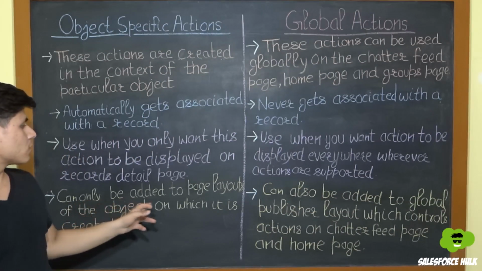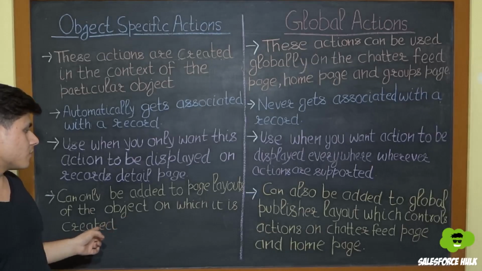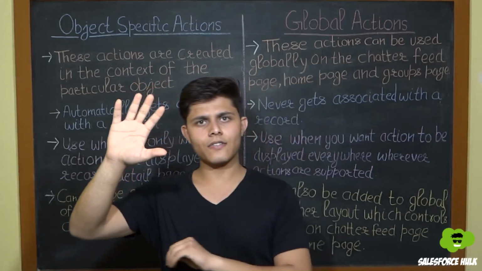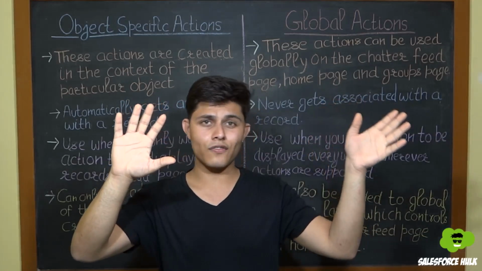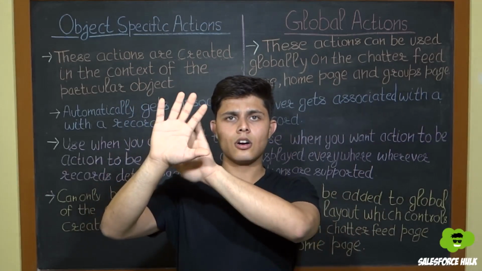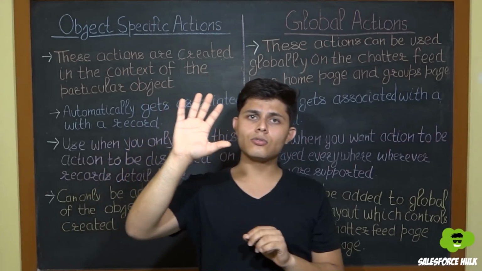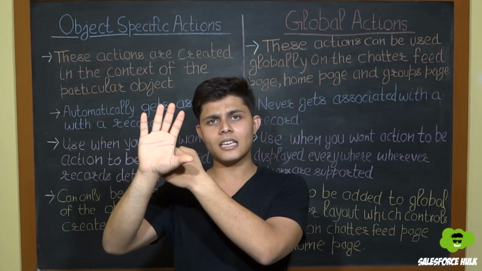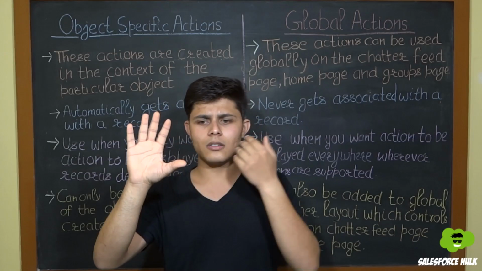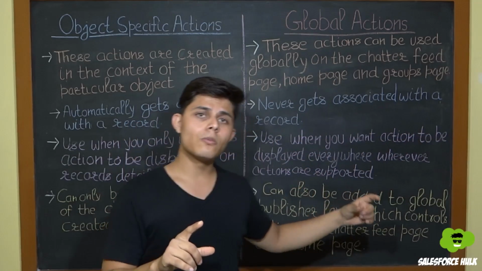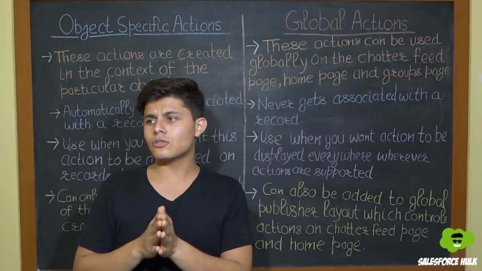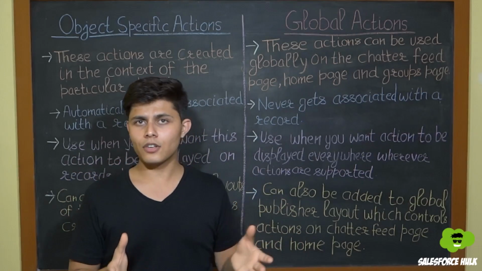Now the fourth point is that an object specific action can only be added to page layouts on the object on which it is created. For example, there is object A and I have created an action to create a record of object B on object A only. So I can use this action only on object A's page layout, not on any other object. Whereas global actions can be used in any object's page layout wherever you want.